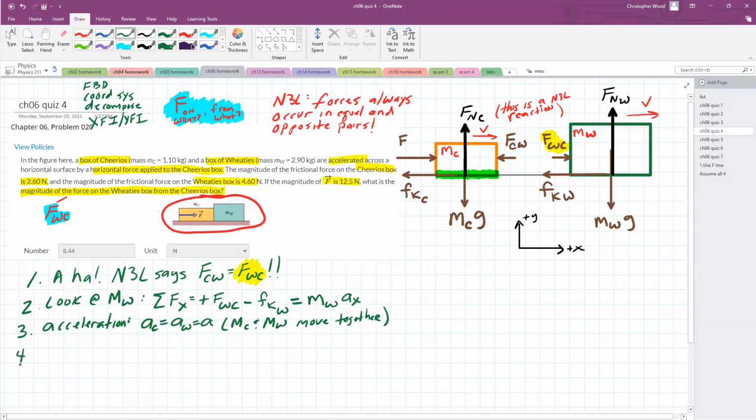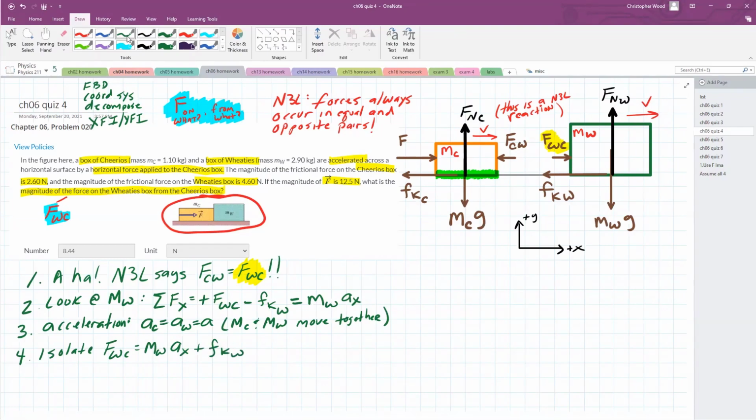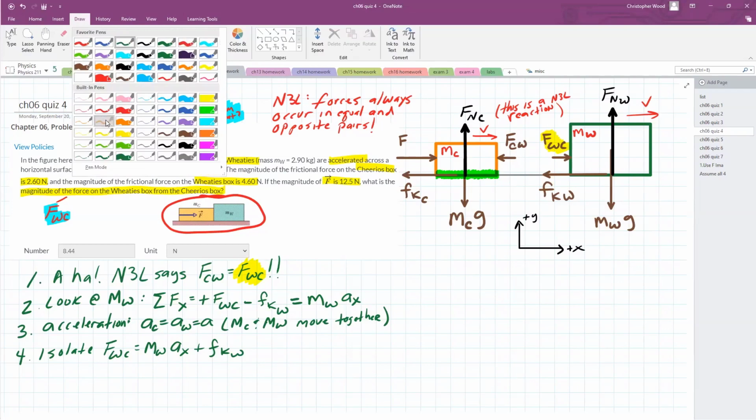Number 4 then. What do I do? Isolate FWC because that is my dollar sign. FWC, the force on the Wheaties from the Cheerios, is the dollar sign. So I have FWC equals mass of the Wheaties, acceleration X plus FKW. And let's see, what do I know? Am I done? Could I possibly be done?